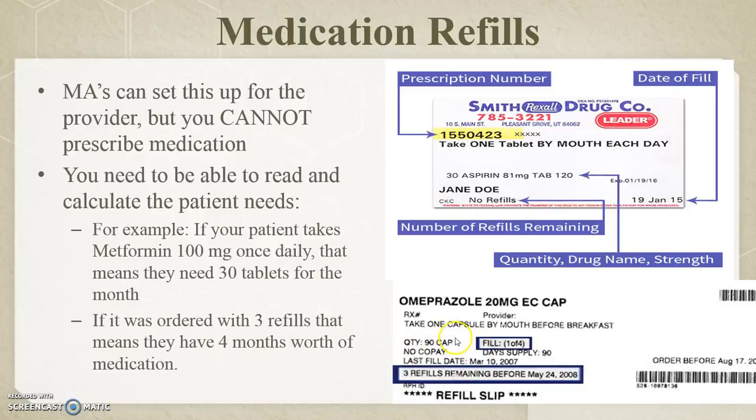Here you can see that they gave a quantity of 90 capsules, and they take 1 capsule by mouth before breakfast. So again, they take 1 capsule a day. A 1-month supply would have been 30 tablets. They got 90, so that means they have a 3-month supply with 3 refills. So they will actually not need any refills for 1 year. I know that sounds kind of confusing right now, but we will be working on how to calculate those a little bit more in class, so it won't be as confusing as you think it is. I promise. I'm not a math whiz, but this stuff is easy to understand and easy to figure out.